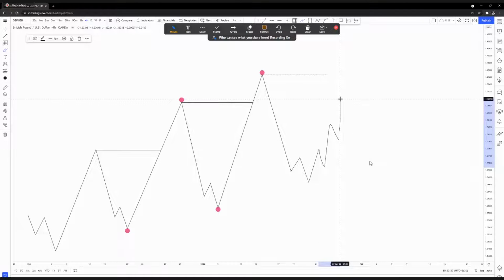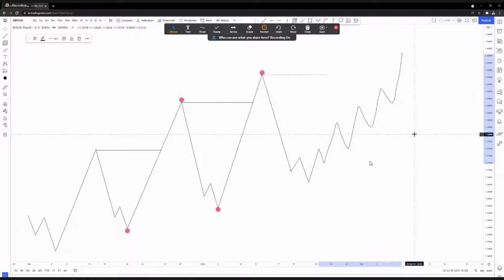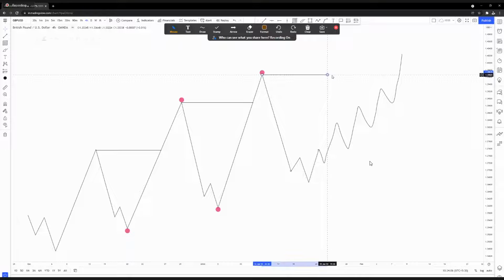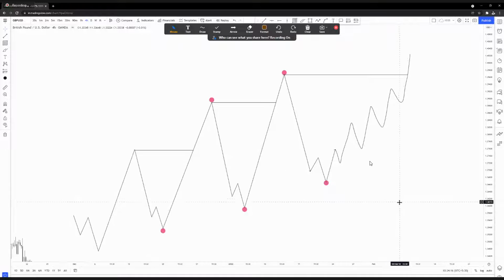So now let me mark out the swing lows too. Let's say price is going up like this. And only once you get a break outside of this trading range, you can consider this as your strong low, or as the low of the new trading range.